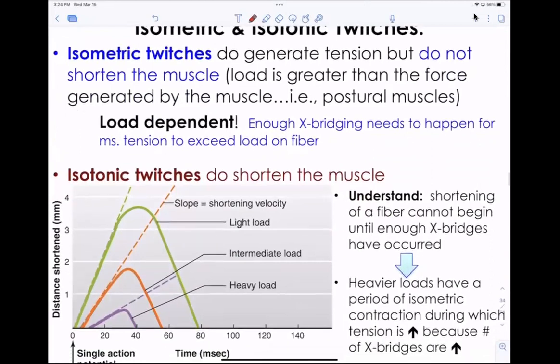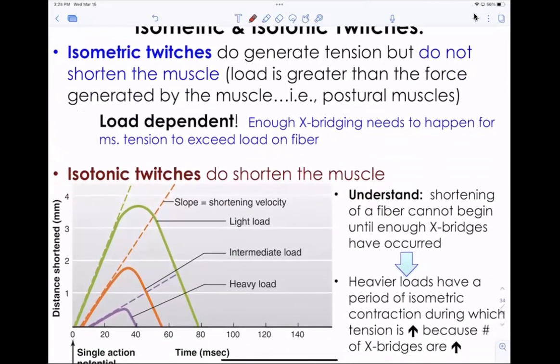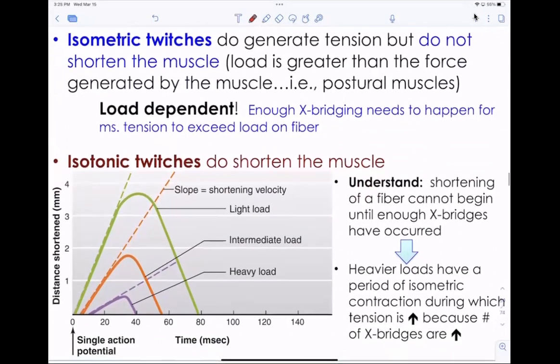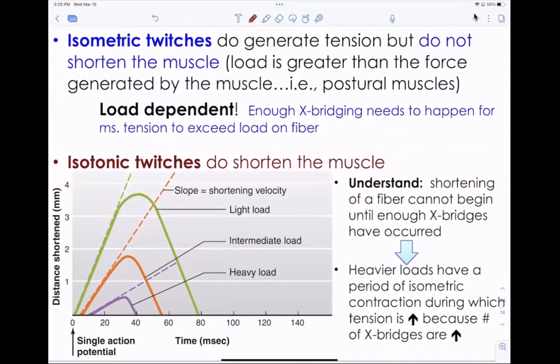It's important to understand that enough cross bridges have to form, enough myosin heads have to attach to the actin strand to overcome a load. And so another way to think of the latent period is that it's the period of time it takes your muscle fiber to create enough cross bridges, enough myosin heads, pulling on enough actin strands at the same time to produce enough force to overcome whatever load you're trying to ask that muscle to move.